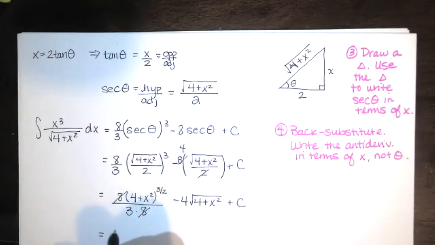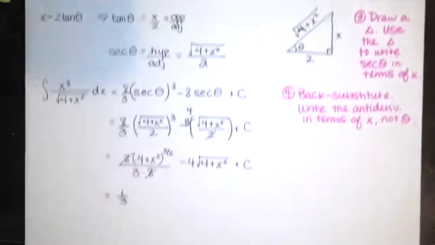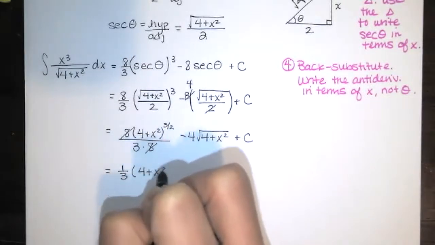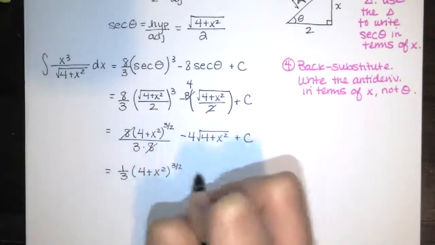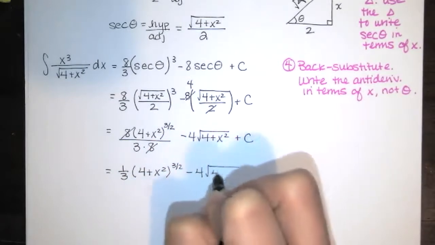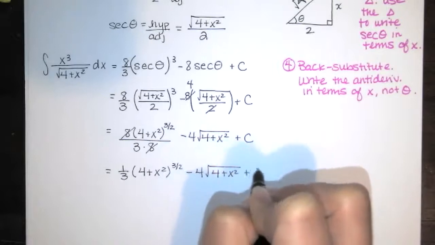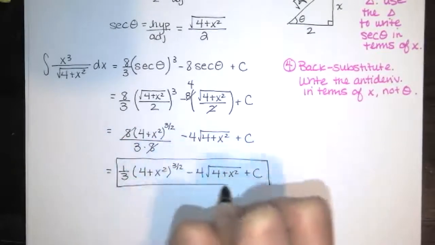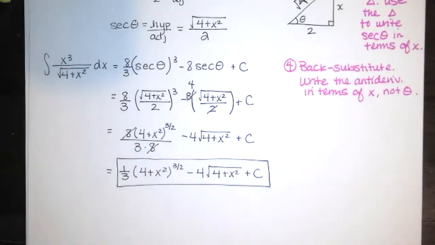And so we have this, or if you prefer, you can factor out the 1/3. I think I like it better with the 1/3 out front. So you've got 1/3 times 4 plus x squared to the 3/2 minus 4 times the square root of 4 plus x squared plus c. And that's our answer.